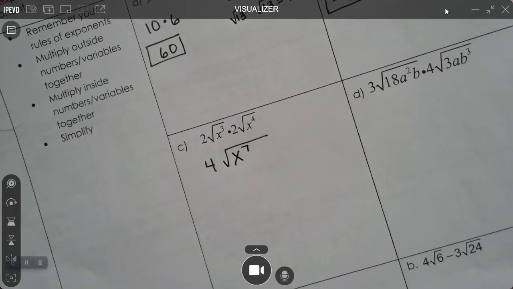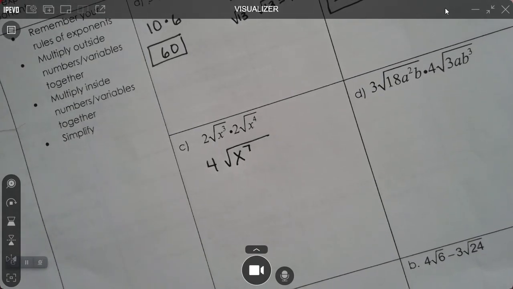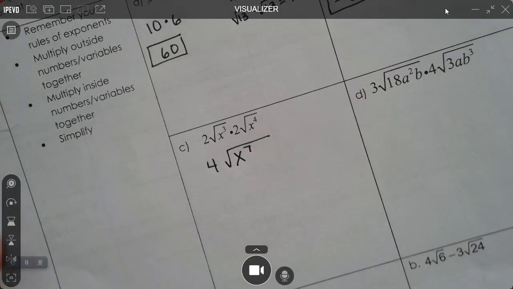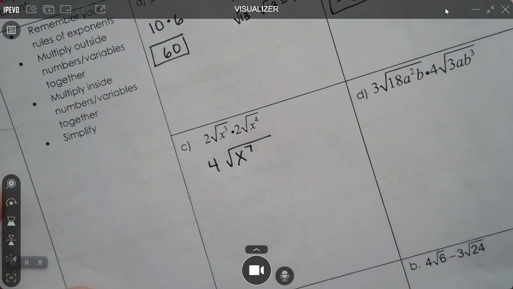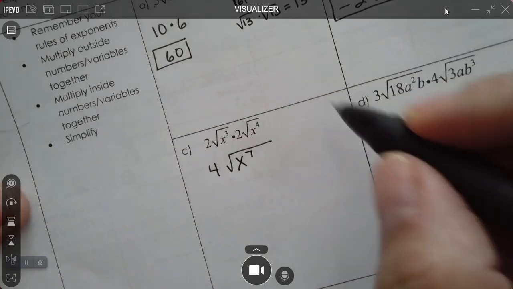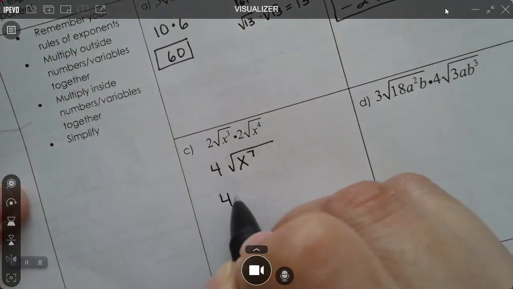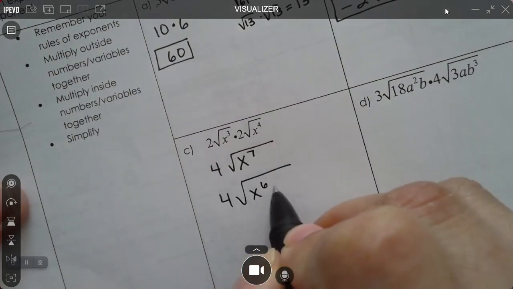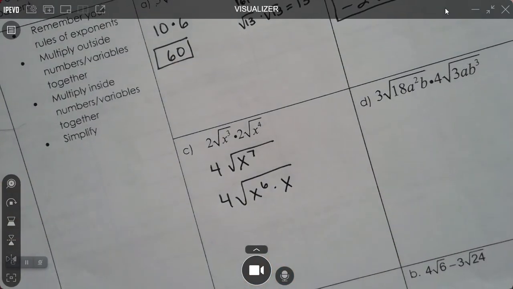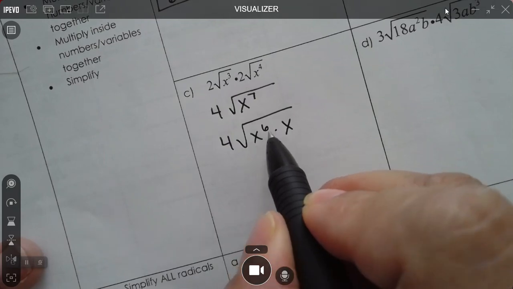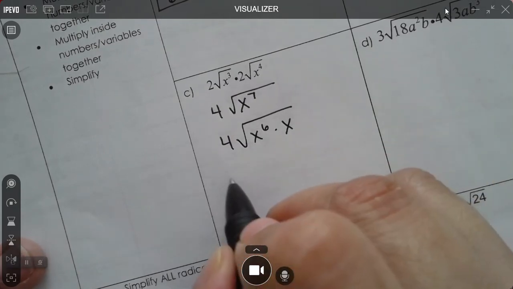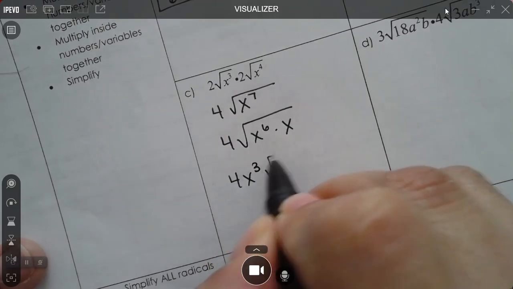Even or odd? Deanna, even or odd? Odd, right? Because 7 is odd. Yes. All right, so we're going to subtract 1 and then divide by 2. Clear? What's 7 minus 1? So this becomes x to the 6 times x. Clear? Now, even exponent. What's 6 divided by 2? So this is 4x to the 3 square root of x.